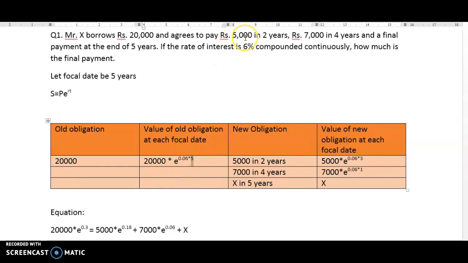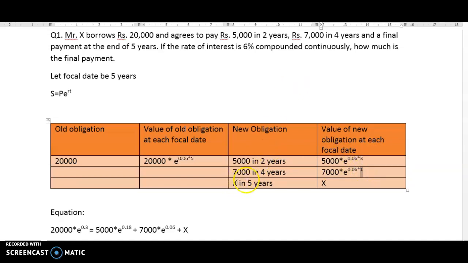Okay, next our obligation is 5,000 in 2 years. So new obligation 5,000 in 2 years. So we have to take this value 5,000 to next 3 years. So this will be multiplied with 3 in this case. Next is 7,000 in 4 years. So this is at the end of 4 years. So we have to take this value for next 1 year because our focal date is 5 years. So this will be multiplied by 1.